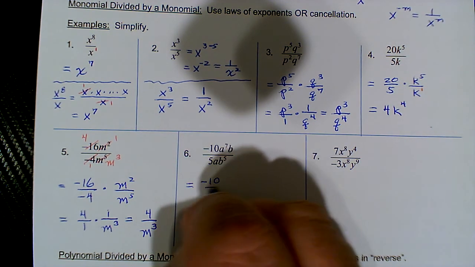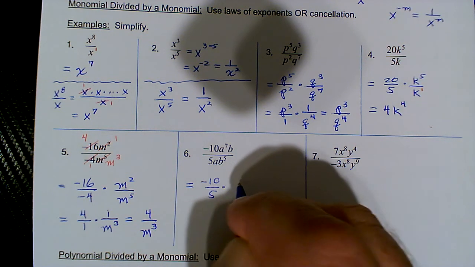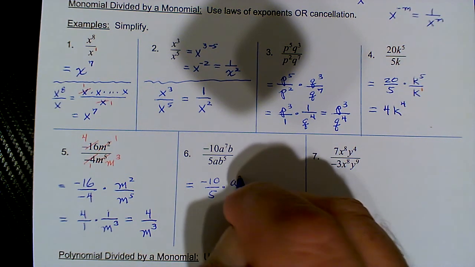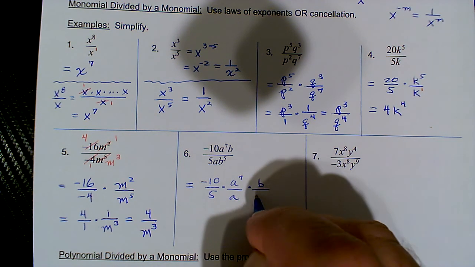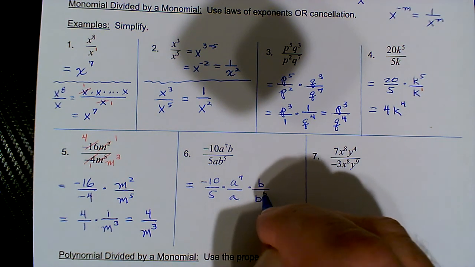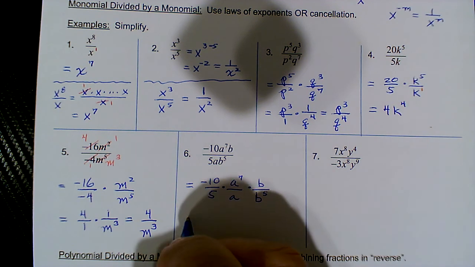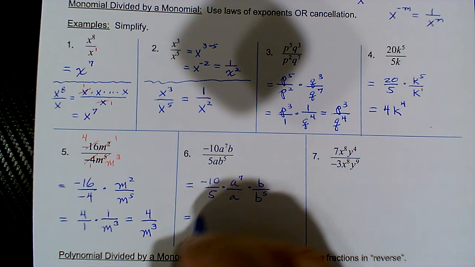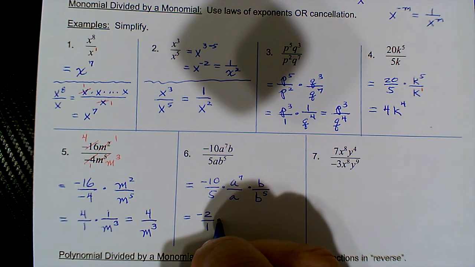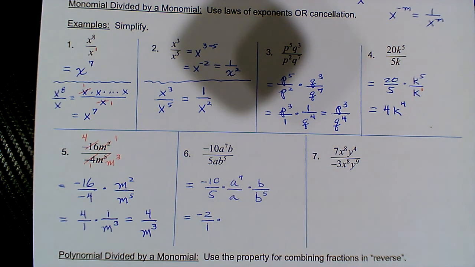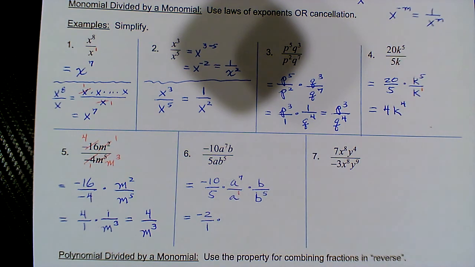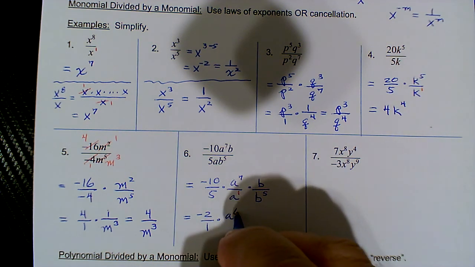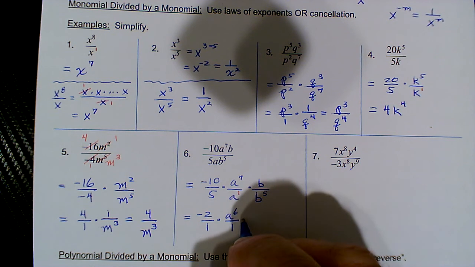But I'm going to take the time to show it a little bit more literally. And I'm going to separate things. So negative 10 over 5 times a to the seventh over a times b over b to the fifth. And canceling 5 with 10, we get 2, so negative 2. I'm going to say it's over 1. This is a to the first in the denominator, so think about cancellation or division of common bases, your choice.